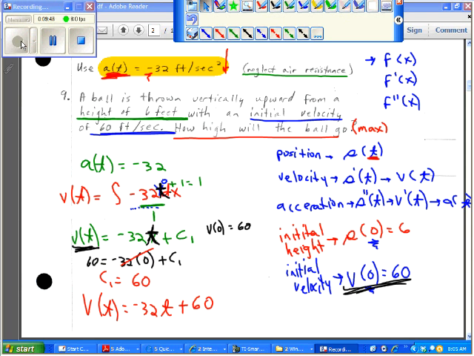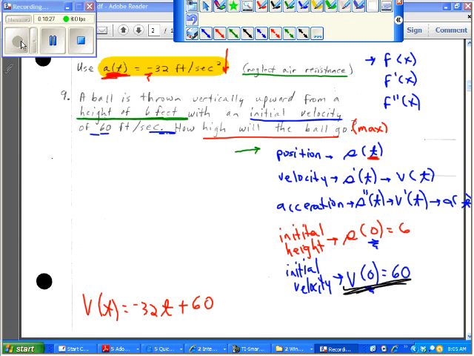So we've replaced the constant by taking one of the points that we knew and plugging it in, and the point we knew was the initial velocity: in 0 seconds, we're going at 60 feet per second. Okay? Now, to find my position function, I would take the integral of the velocity function, right? I'm going to move this away, and we'll just stop right there with that.